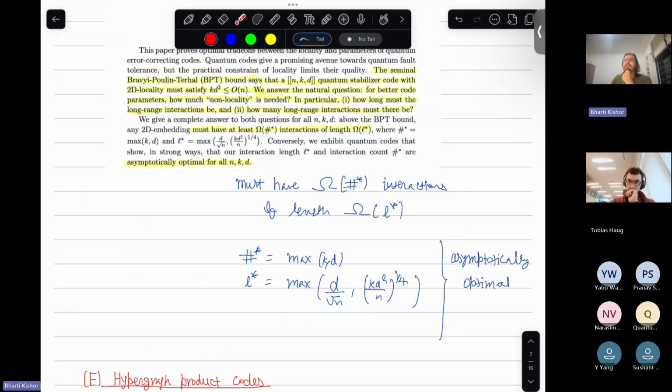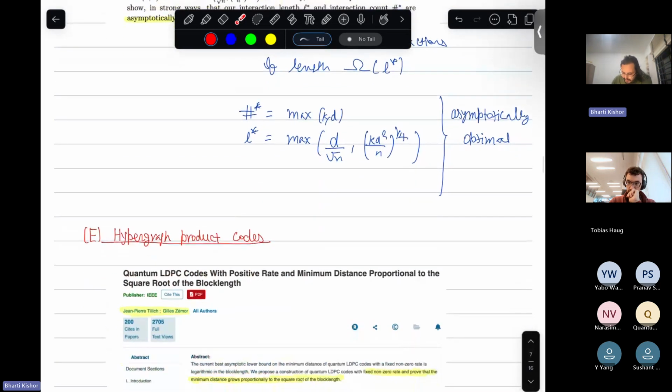Okay, so I hope all this makes sense so far. If you have any question, you can ask, or else I proceed with the hypergraph product construction, a particular quantum LDPC construction.